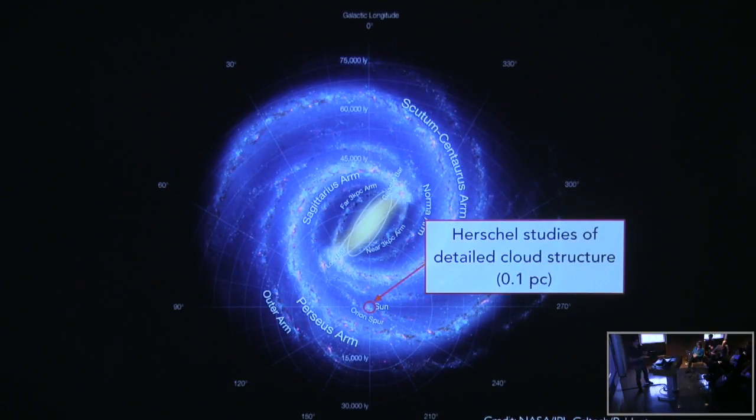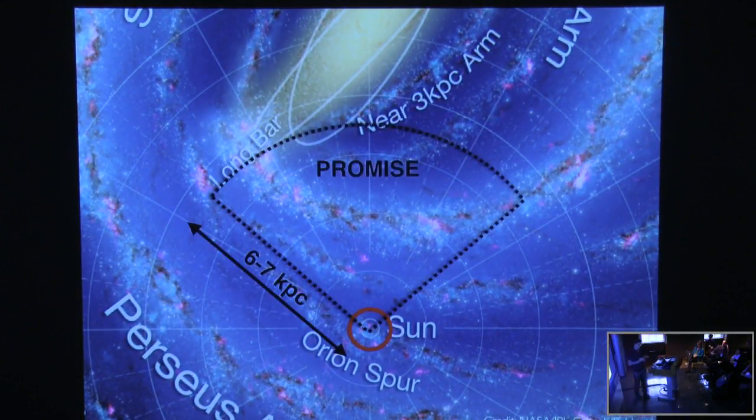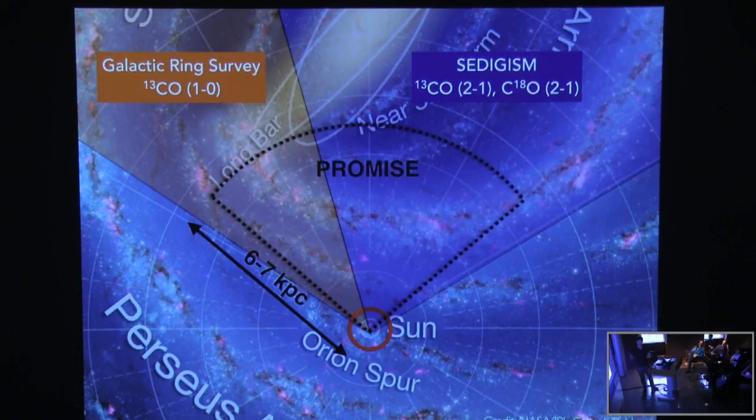up until now able to probe at 0.1 parsec resolution or better with Herschel dust emission. Let me zoom in a little to show you what PROMISE will be able to do. We will cover a much larger area of the inner galaxy, and the important part is that up to 5 kiloparsecs we have 0.1 parsec resolution, and of course better the closer we get to the Sun. Another nice thing is that this neatly overlaps with existing wide-field line emission surveys, like the Galactic Ring Survey and the new APEX survey called SEDIGISM. Both are line emission of 13CO.